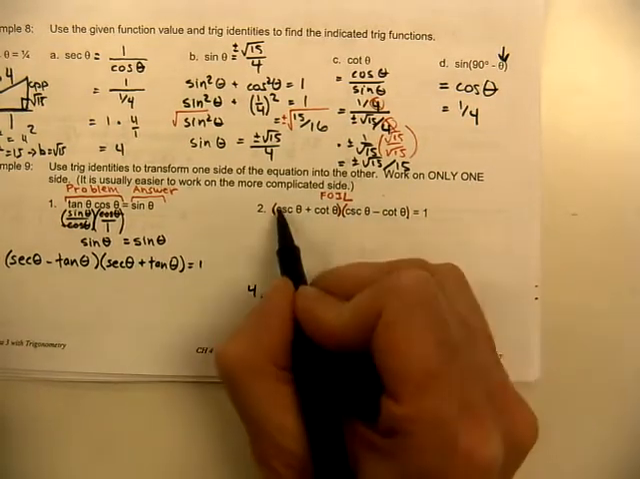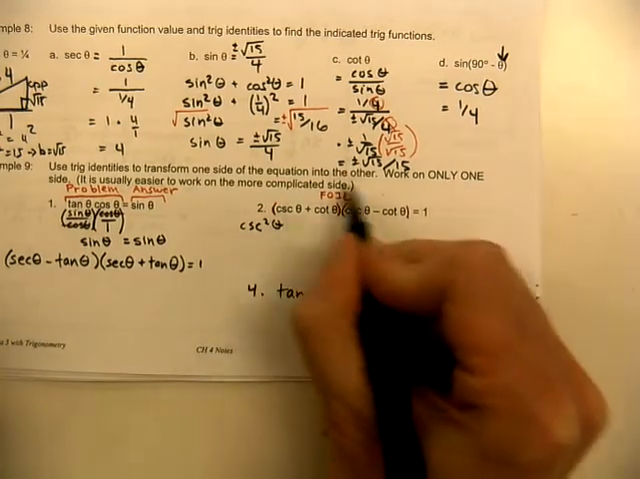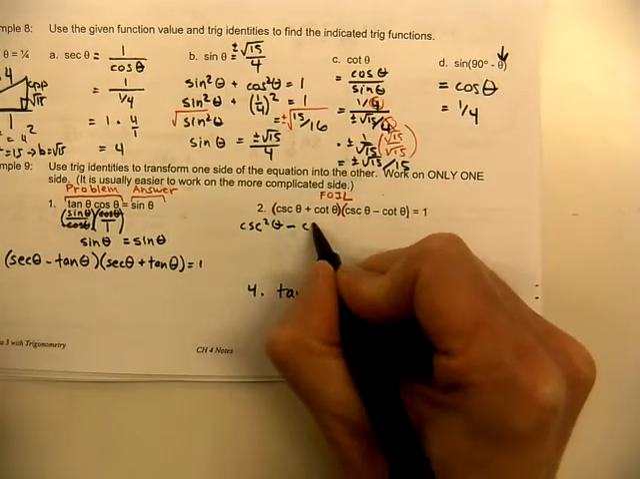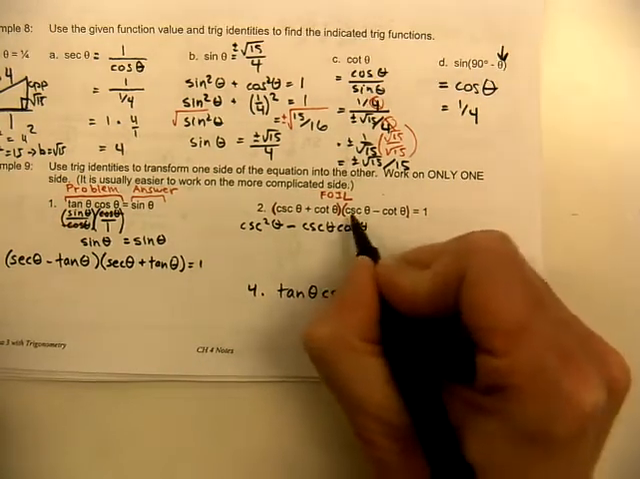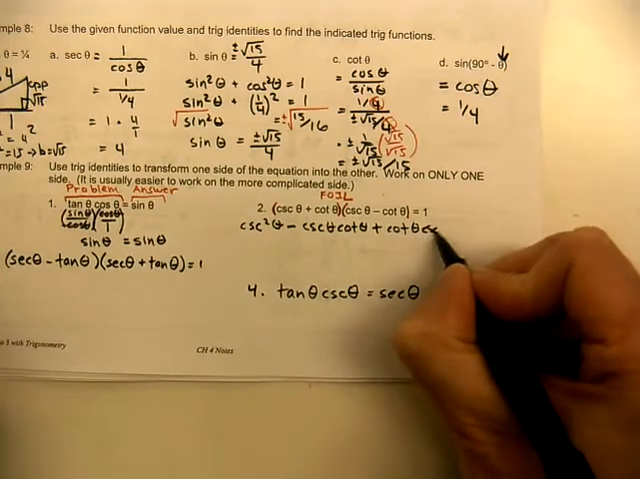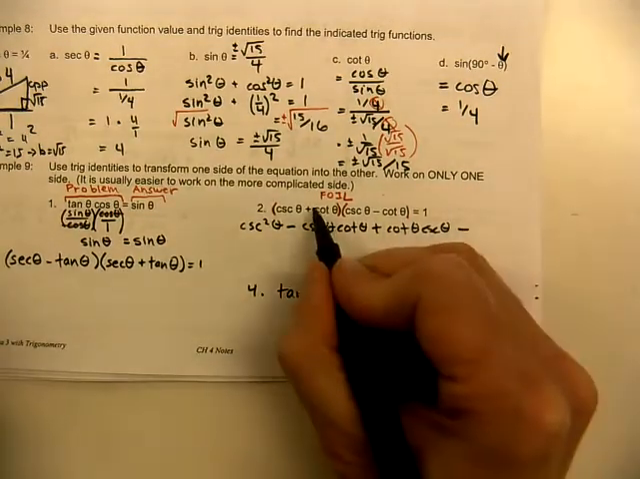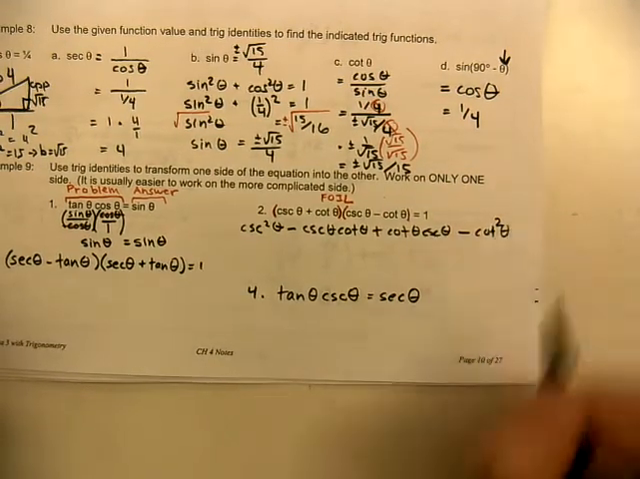First term times first term, cosecant times cosecant is cosecant squared theta. The outside terms, negative cosecant theta times cotangent theta. The inside terms will be positive cotangent theta times cosecant theta. And lastly, you've got a negative cotangent squared.